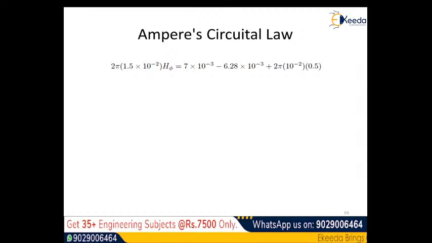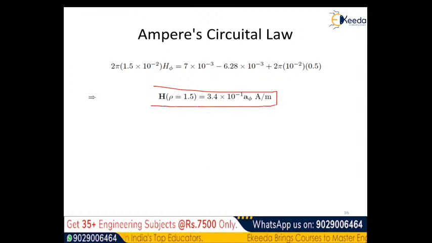This is equal to, from the filamentary current 7 into 10 raised to the power minus 3, we subtract 6.2 into 10 raised to the power minus 3, and then for the third part we add 2 pi into 10 raised to the power minus 2 multiplied by 0.5. This expression has only one unknown on the left hand side, that is the H phi component. This is the H component at rho is equal to 1.5. The simplification gives 3.4 multiplied by 10 raised to the power minus 1 a phi component, which we express in amperes per meter. This is the solution we have as the answer to part B.